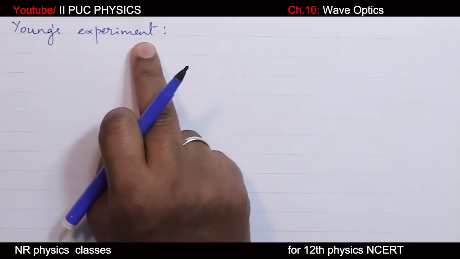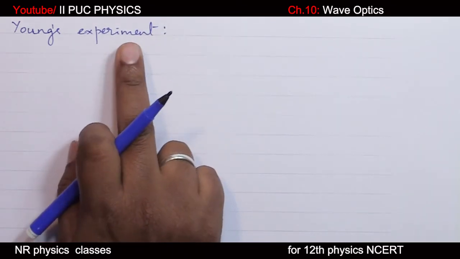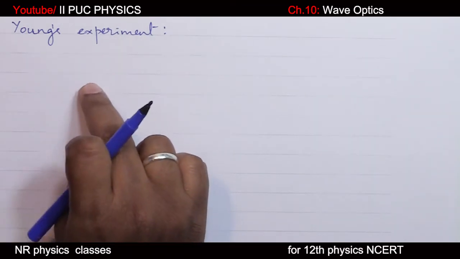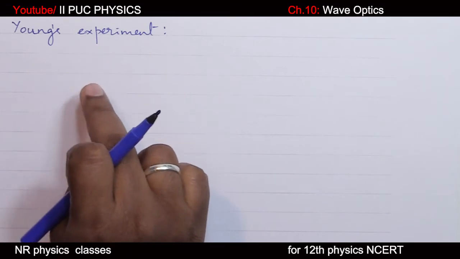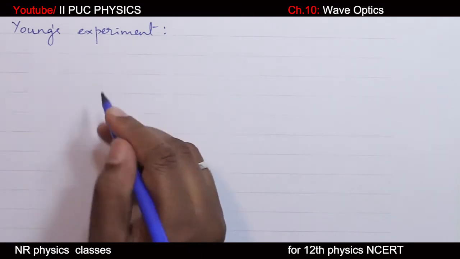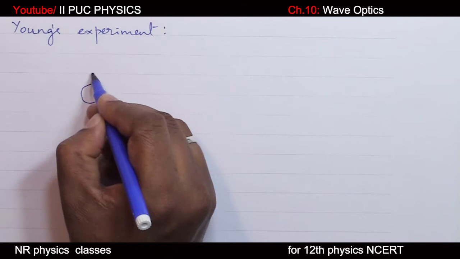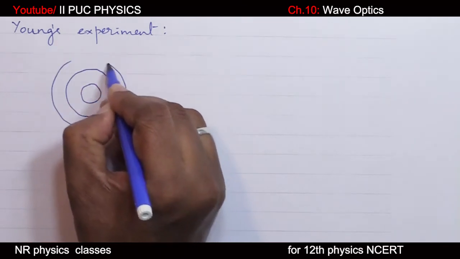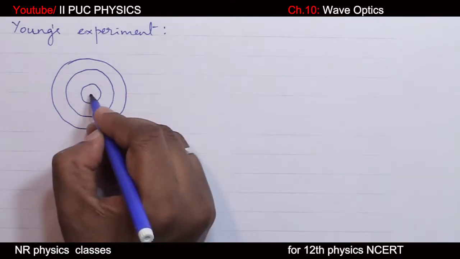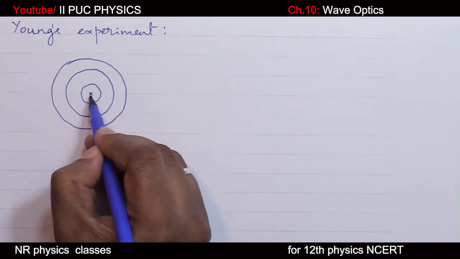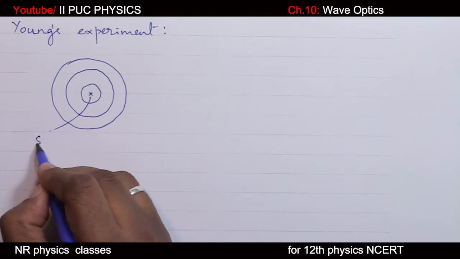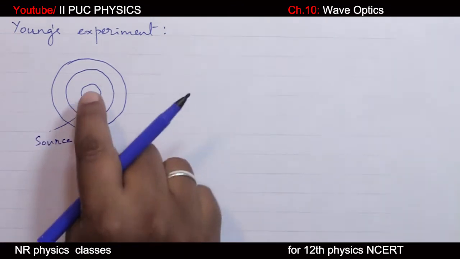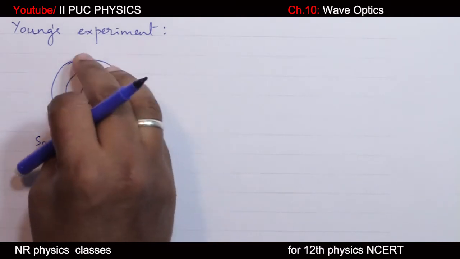Before going to Young's experiment, let us understand interference in the case of water waves. If I am tapping the surface of water at regular intervals like this, then that produces ripples. So these are the ripples. Such patterns you might have seen on the surface of water, isn't it? This is the point of disturbance. Point of disturbance is similar to source. Source of disturbance. If I keep tapping, then ripples are produced.